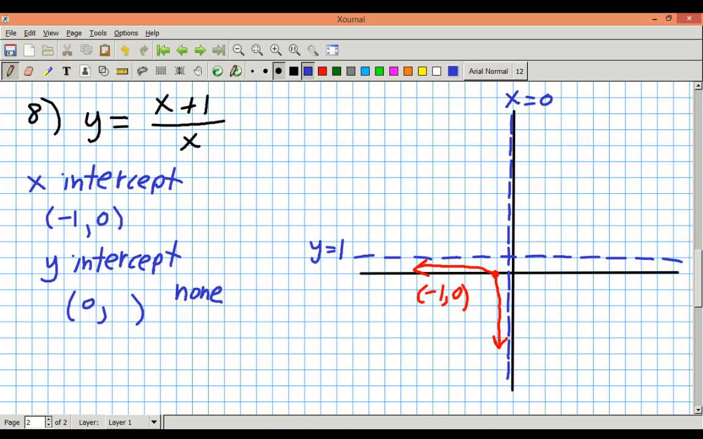So again, we have that problem where we just have one branch of the graph, and so we need to choose a point for x on the right side of the vertical asymptote and make a table. So I'm going to choose 1 for x. Look back up to your equation. That's going to be 2 over 1, which is 2. So 1 comma 2 is a point on the graph. And now we know what the other branch looks like from that 1 point.